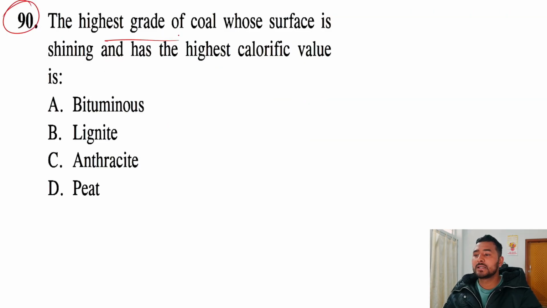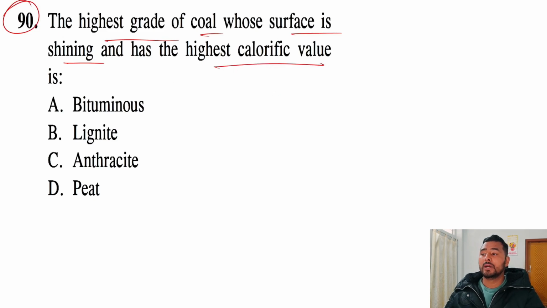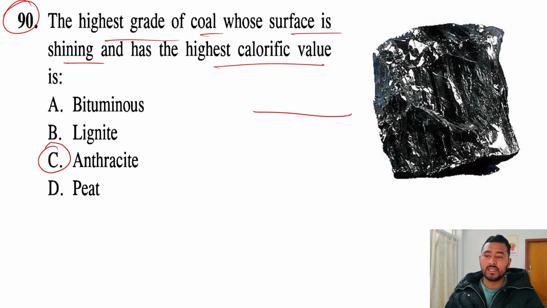90. The highest grade of coal whose surface is shining. Remember, whose surface is shining. It has the highest calorific value, and is known as anthracite. Those coal anthracites have a shining layer on them.